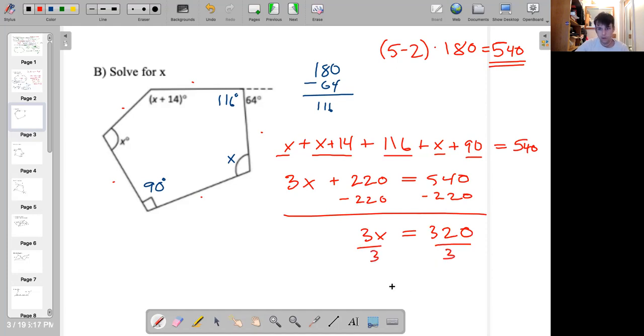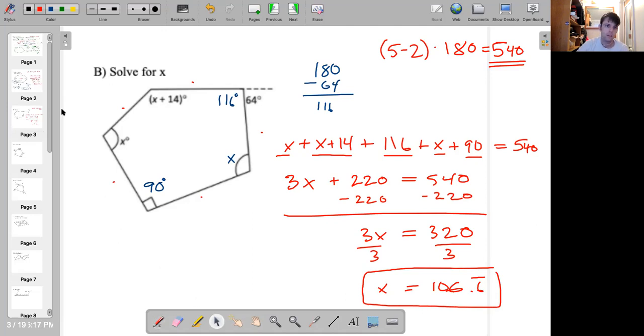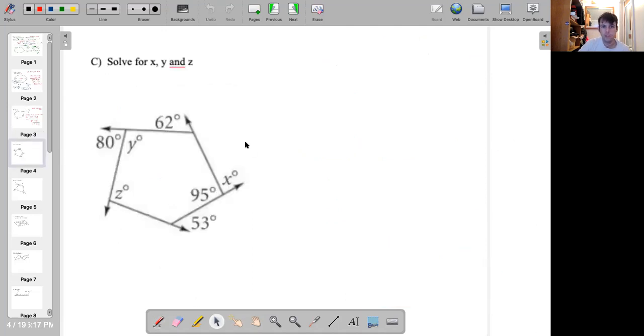And unfortunately, this one is not evenly divisible. We get 106.6 repeating, or 106.66667. We could leave this as a fraction or whatever, but I'm just going to go ahead and write this out. That's what I have on my answer key. All right, moving forward to question C.